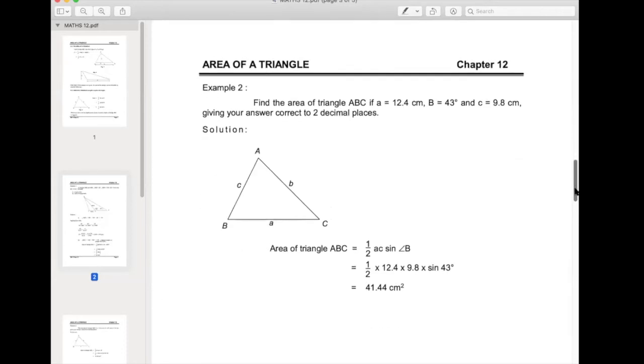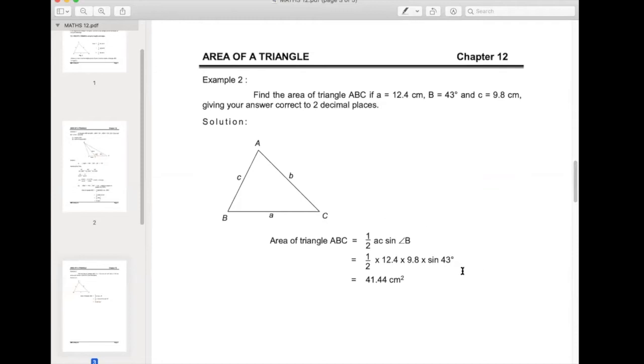Okay, we try the second example. Then I'm going to get some of you to do the individual questions. All right. So example 2, ABC. Find area of triangle ABC if the sides are given to you. So we have side a is given to us. So side a, small letter a, is always opposite angle A, capital A. All right. Don't confuse yourself. So we just follow the convention. So angle B as small letter b. So angle B is already given to us, 43 degrees, right? Then we have c, which is 9.8. So c is 9.8 centimeters.